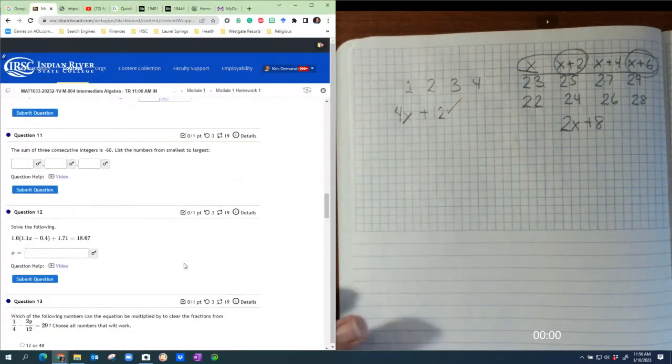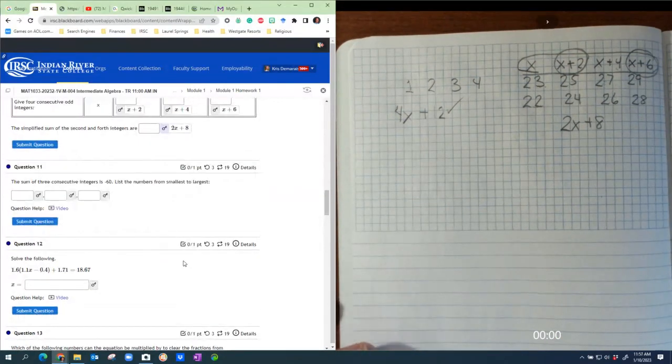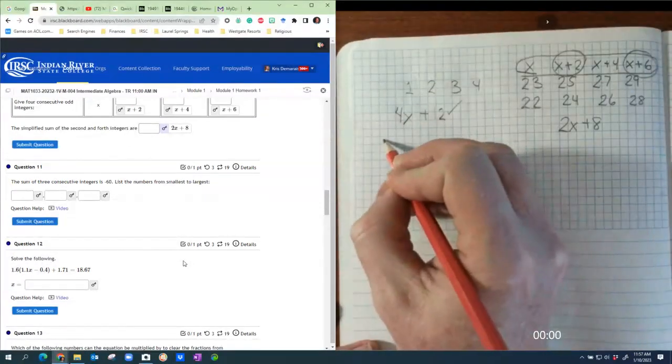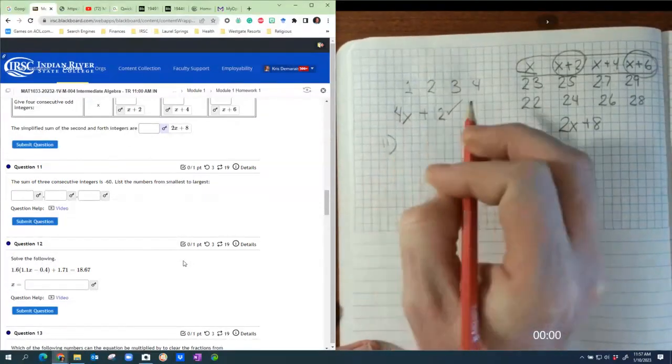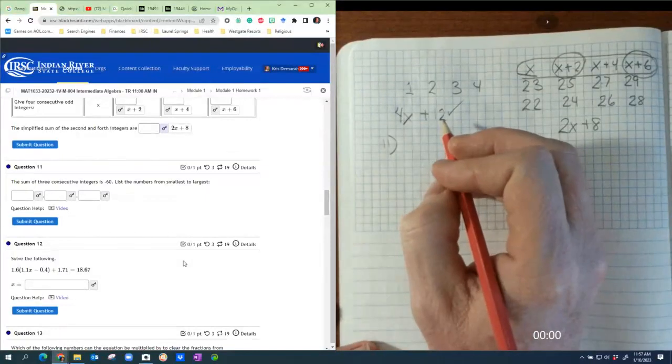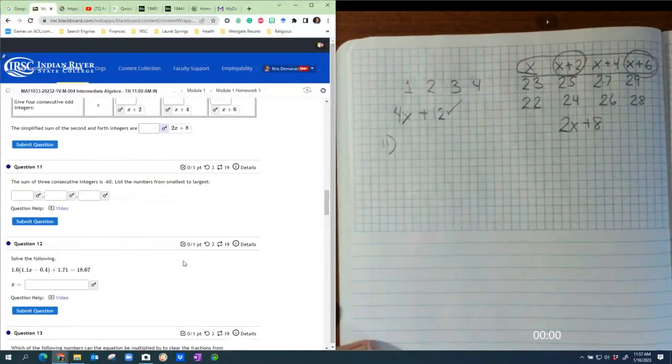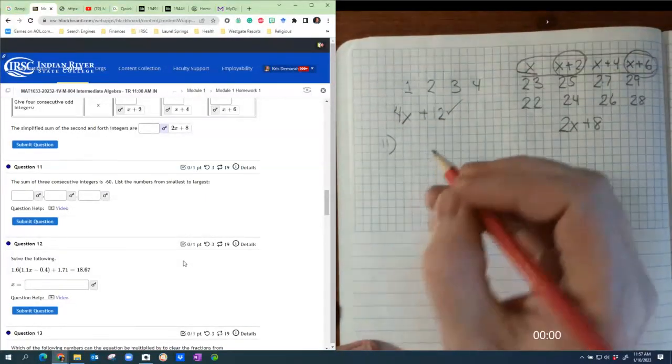Now, for the sake of learning how to utilize this, I will do number 11, because it's going to be helpful to you. This one's an odd concept for a lot of students. Students struggle during this concept.